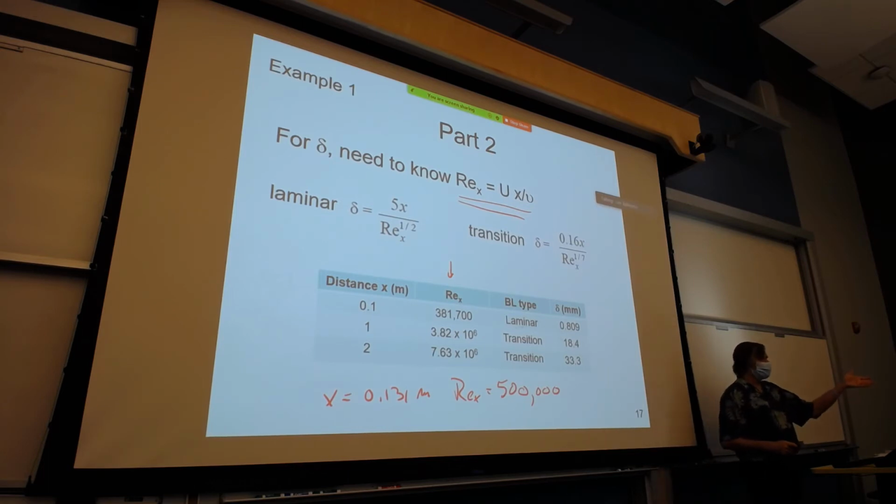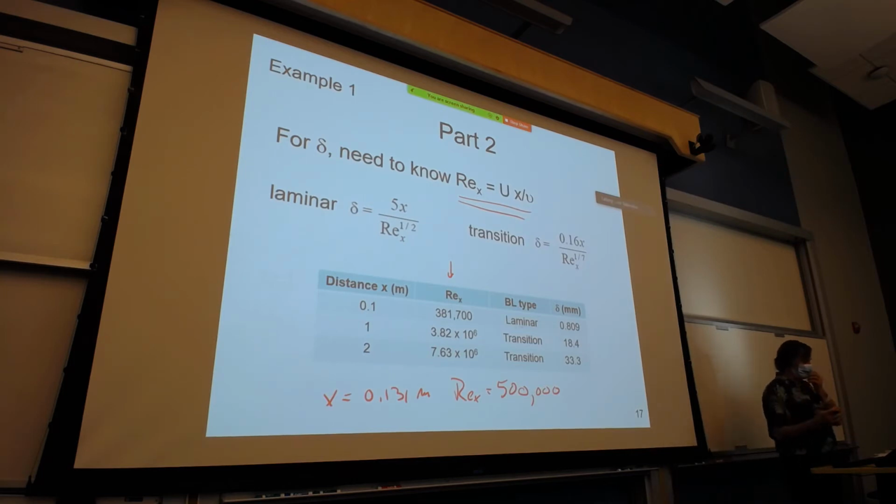So at x equal to 0.1, we should see a boundary Reynolds number less than 500,000, and we do. And so it's laminar at that first point. When x is equal to 0.1, the boundary layer is a laminar boundary layer at that point. Questions? Good. So, if we look at those 3 rows for the boundary Reynolds number, at x equal to 0.1 meter, we have a boundary Reynolds number of 381,700. That's less than 500,000, so we have a laminar boundary layer at that location.